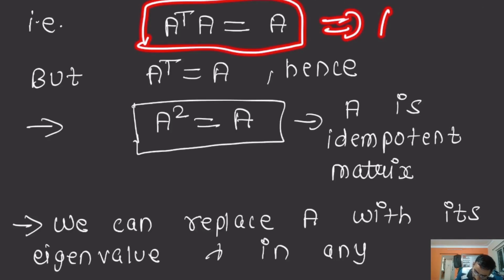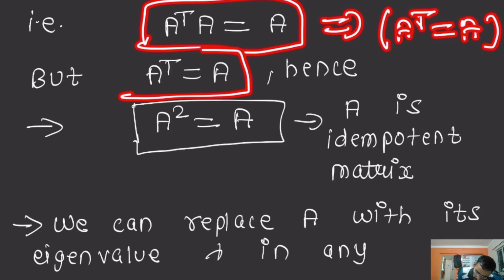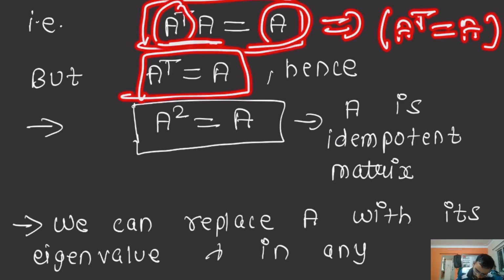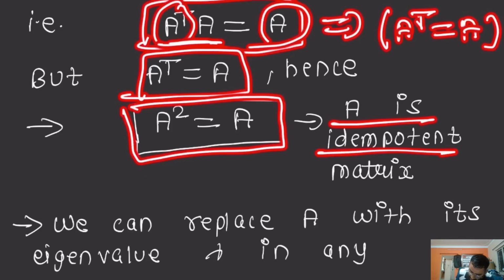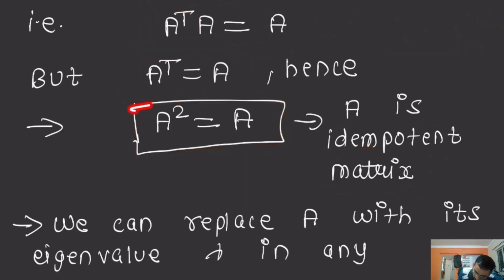But we have found that A transpose is equal to A. If we put this A transpose equal to A, this is nothing but A square is equal to A. Hence A is an idempotent matrix, because this is the property of an idempotent matrix: A square is equal to A. That is what we found.